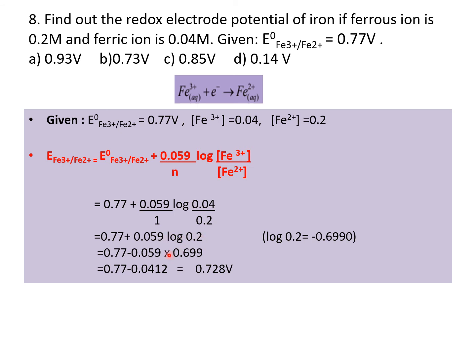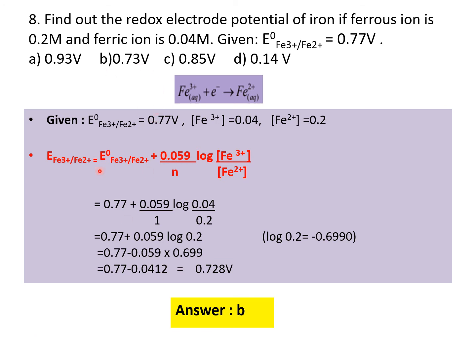So log 2 is equal to minus 0.699. I have mentioned over here. So minus you inserted over here. So if you multiply these two, minus 0.412, if you subtract it, you will get 0.72 as the answer. So what is the final answer? So the final answer is B.